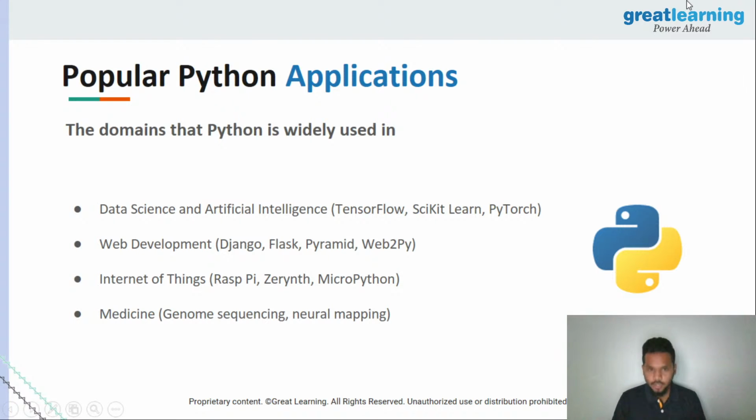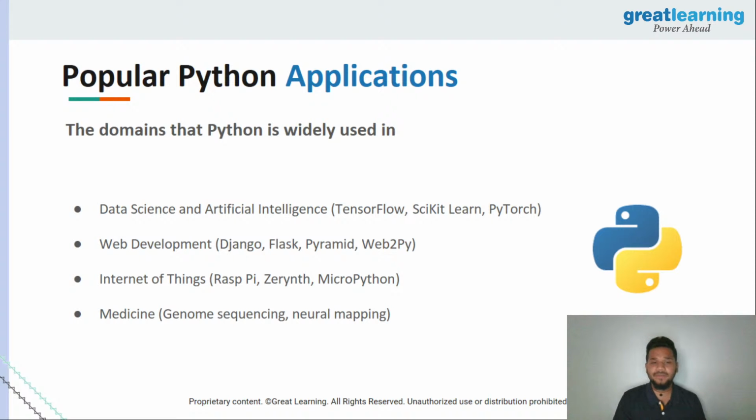Then, talking about the wide aspects of Python's application itself, right? It is used in multiple domains. It's used in data science, artificial intelligence, web development, Internet of Things, IoT, medicine, wherever you can think of it, right? Now, all the packages are mentioned. For example, in data science, it's used in TensorFlow, Scikit-learn, and PyTorch. These are popular packages which I've worked with for years together now.